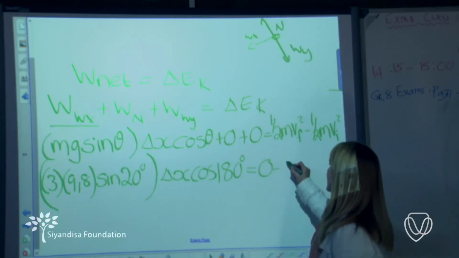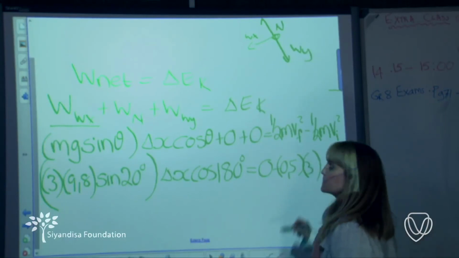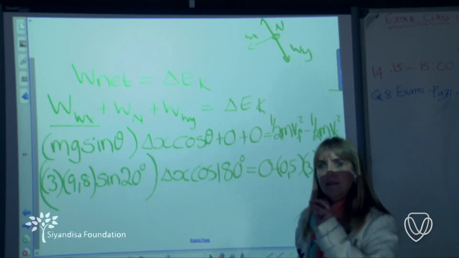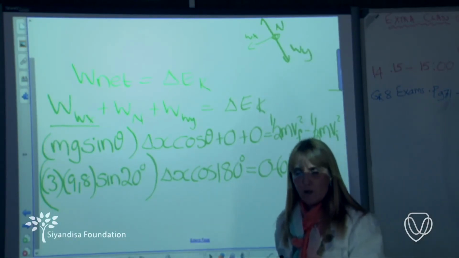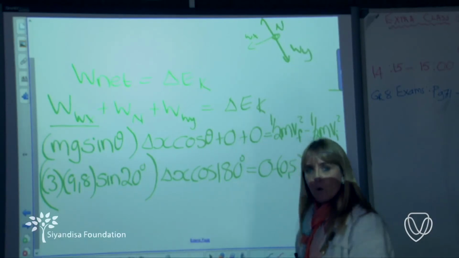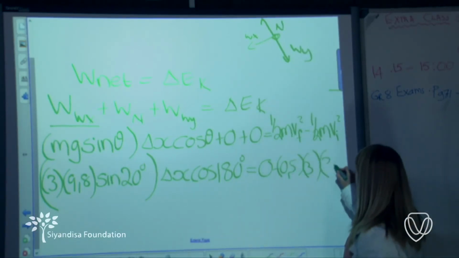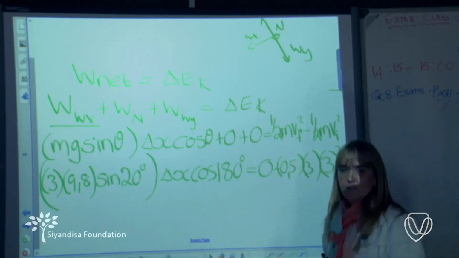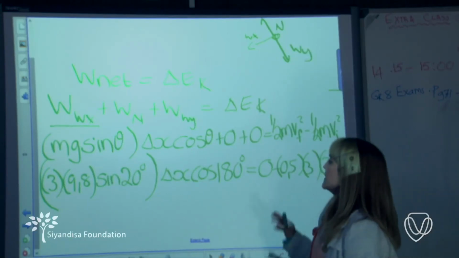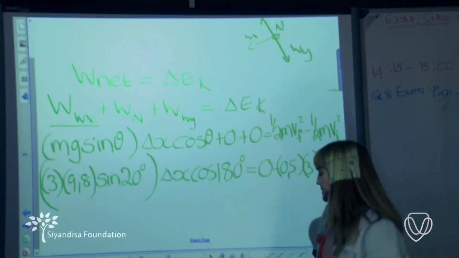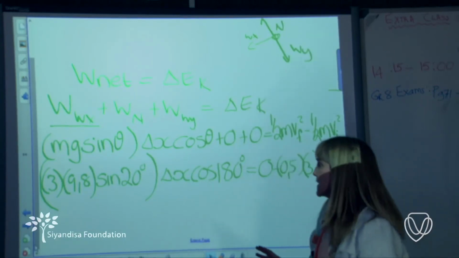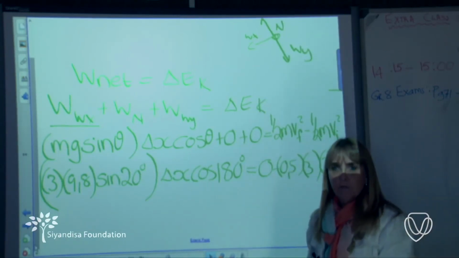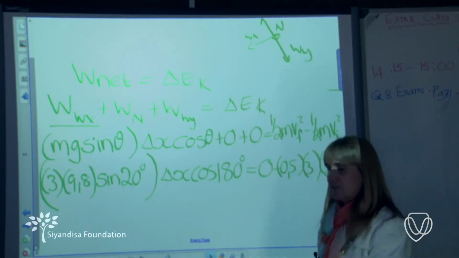Minus 0,5 times the mass times the initial velocity. Now remember that the initial velocity at the bottom of the slope was that calculated value, and it was 3. And don't forget to square your answer. All right, you can pause the video here, take 2 minutes, and solve for delta x, because that is what's being asked in the question.